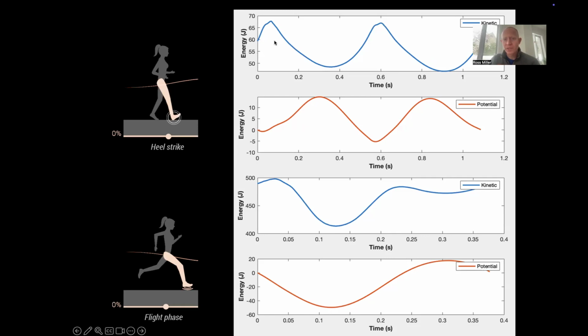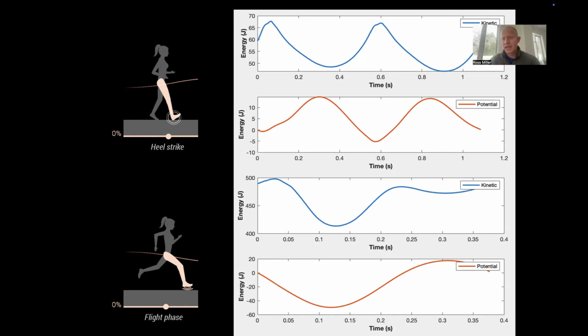Notice in walking, as the blue line, the kinetic energy, goes down, the orange line, the potential energy, is going up. And then similarly, as the blue line, the kinetic energy, is going up, the potential energy is going down. We call that anti-phase fluctuations. As one goes up, the other goes down.